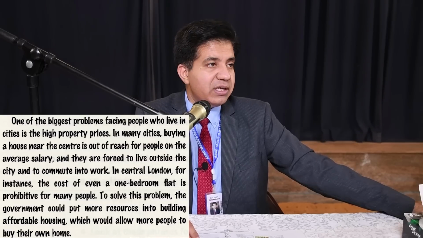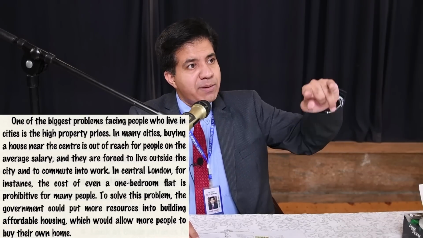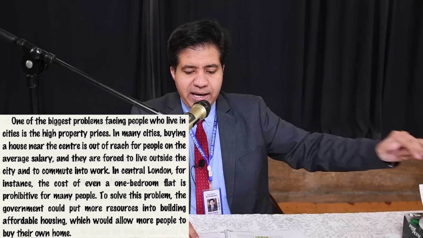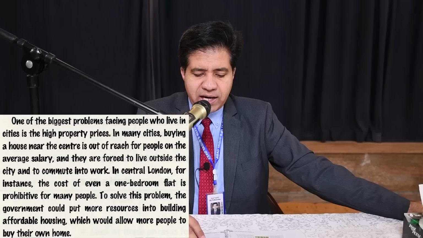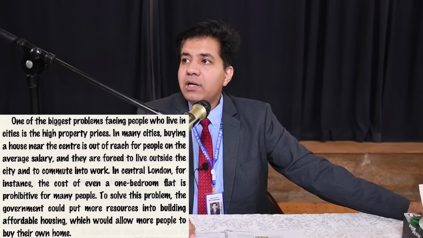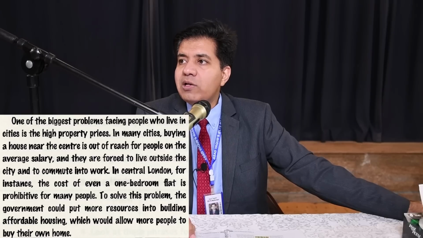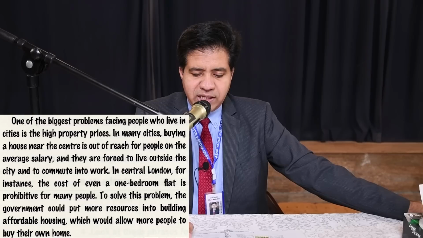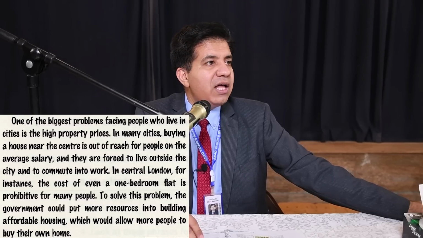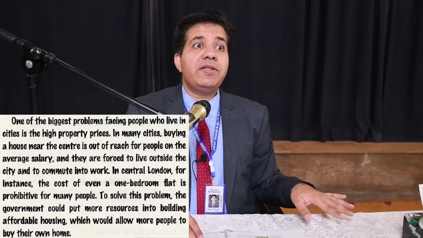Okay, "In many cities, buying a house near the center is out of reach for people on the average salary." Now they are just explaining the same point, high property prices, an explanation, comma, "and they are forced to live outside the city and to commute into work." Clear? Now this sentence is also a compound sentence, not a simple one. Next, "In central London, for instance," now you can give an example.